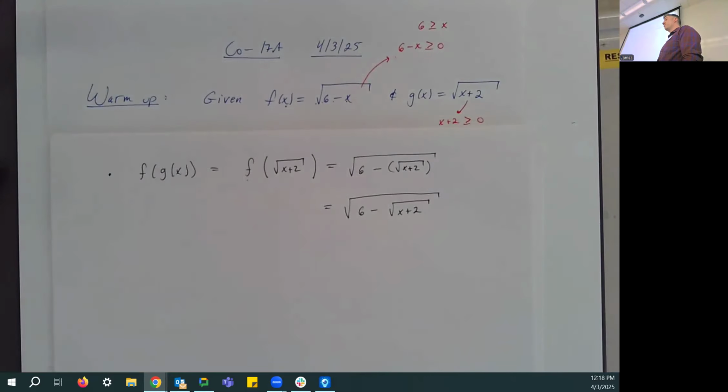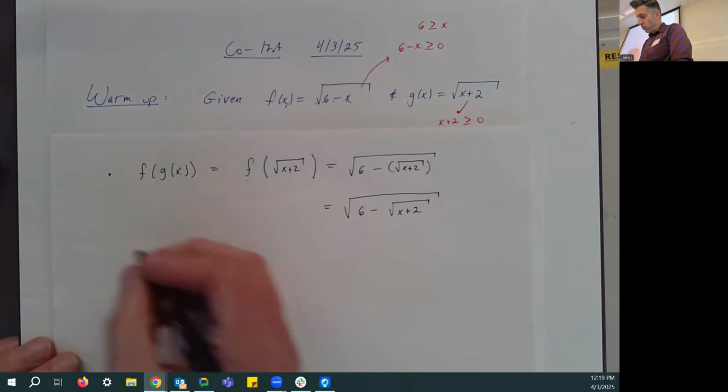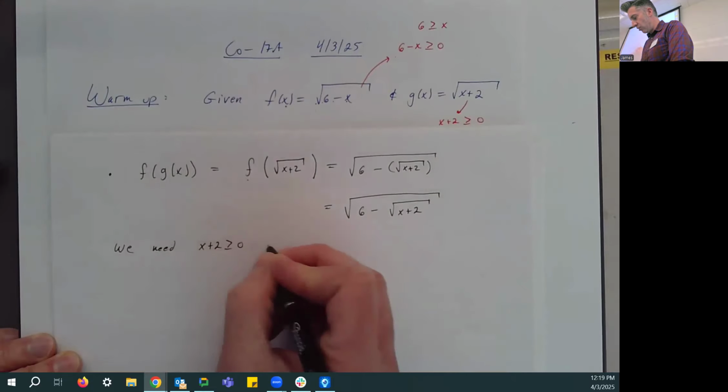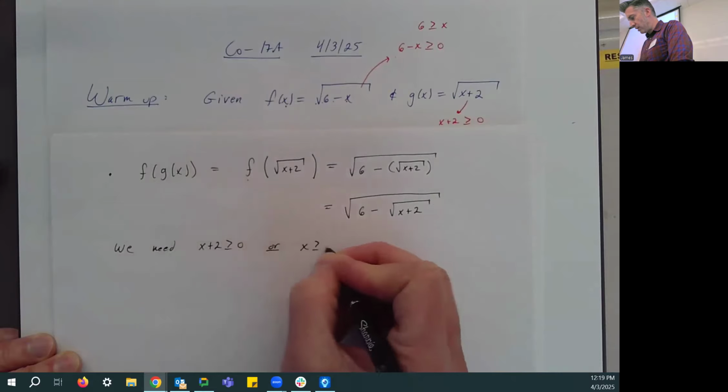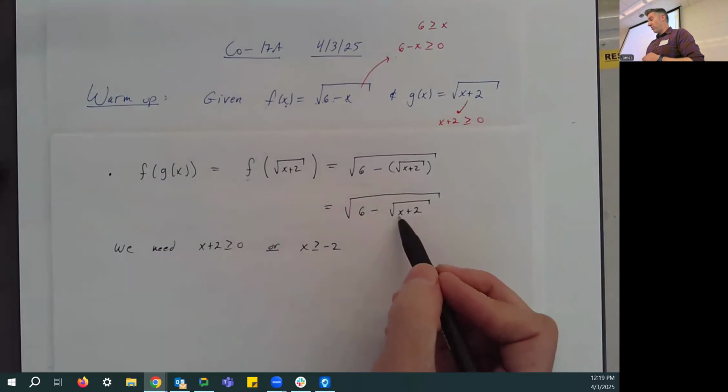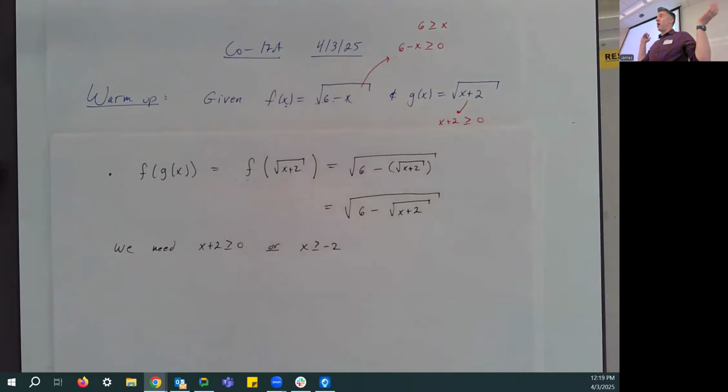To find the domain, there's a couple things I would encourage you to think of here. First and foremost, for compositions, we always have to obey the domain of the inside function. In this case, g is the inside function. Its domain automatically gets obeyed, meaning for sure we need that x plus 2 is bigger than or equal to 0, or x is bigger than or equal to negative 2. We have to obey that. There might be other restrictions as well, but definitely we can't pick numbers for x that are less than negative 2. If we pick negative 3, we'd have negative 3 plus 2, which is negative 1, and the square root of negative 1 is not real.